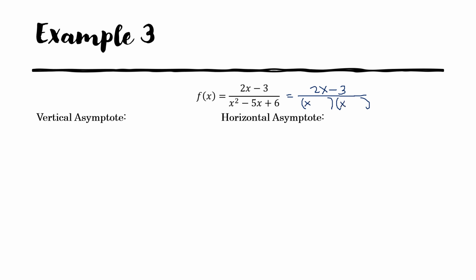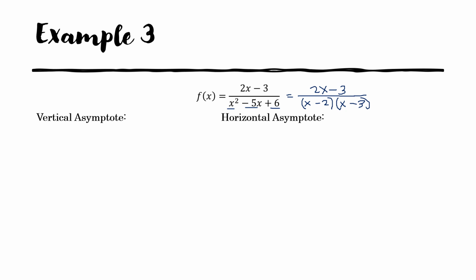What are the factors of 6? So factors of 6 can be 3 times 2 or negative 3 times negative 2. I need the negative because if I'm going to add, it will become negative 5. So negative 2, then negative 3 here. Then I can now determine the vertical asymptotes.